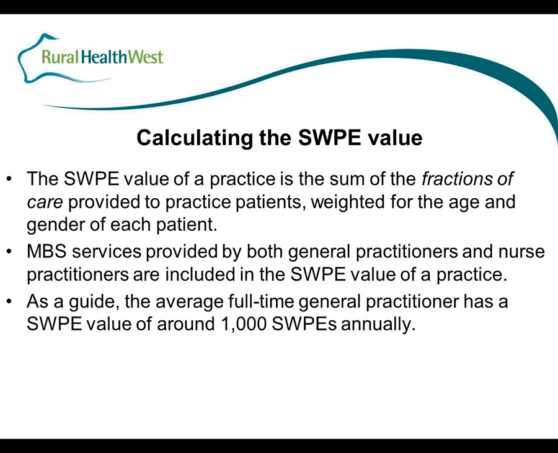To calculate the SWPE value: the SWPE value of a practice is the sum of the fractions of care provided to the practice patients, then weighted for the age and gender of each patient. Medicare benefits schedule services provided by both GPs and nurse practitioners are included in the SWPE value of a practice. As a guide, the average full-time GP has a SWPE value of around 1,000 SWPEs annually.